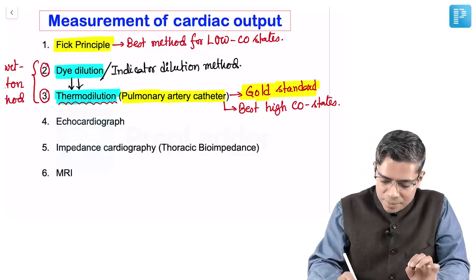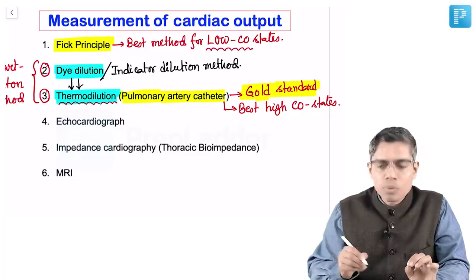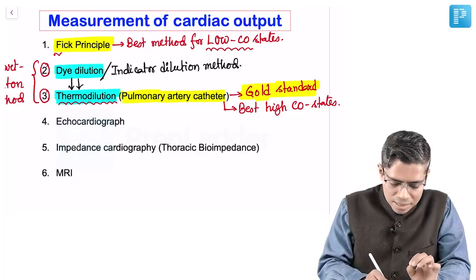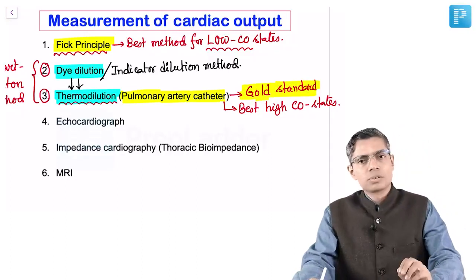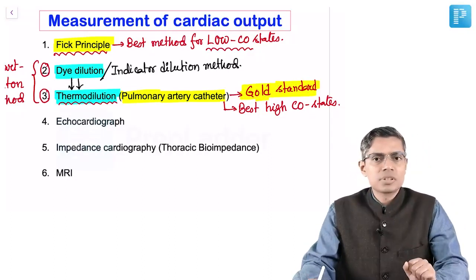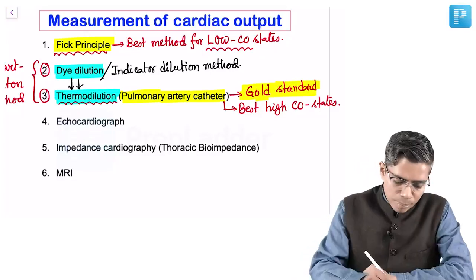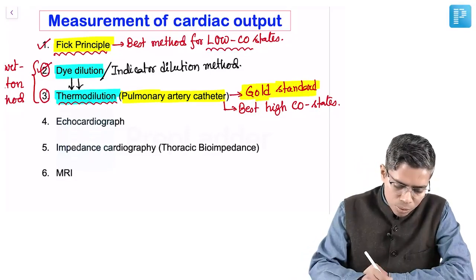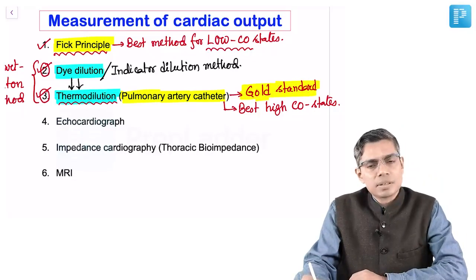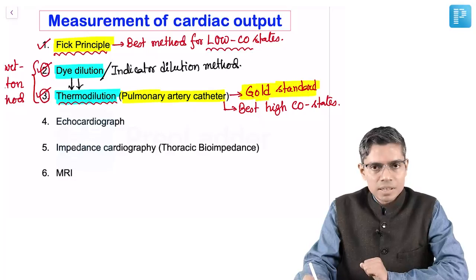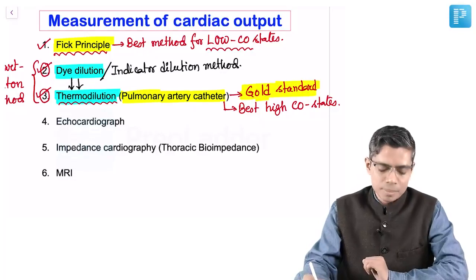But if it is specifying that a person is having a low cardiac output state, in that case the best method is the Fick's principle method, right? So you have to remember certain points about this method. Now, number 1, number 2 and number 3, all of these three methods are invasive methods, right? I will describe the methods, and you will understand that all of these three are invasive methods.